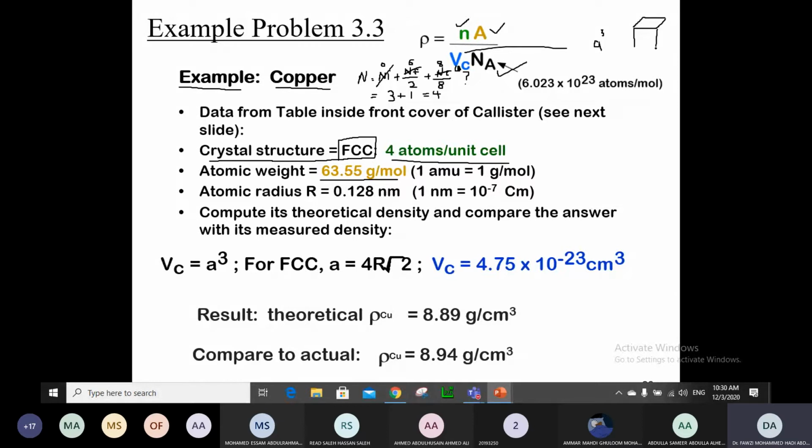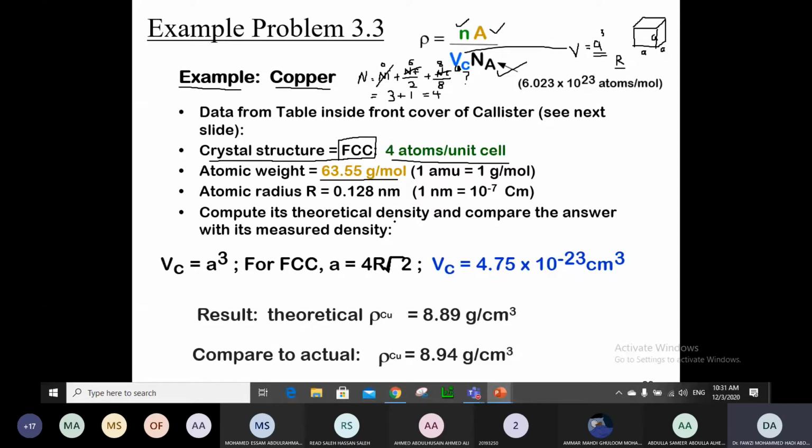Since it is a cube, the lattice parameters are A by A by A, and that is the volume of the cube. But we don't have the value of the lattice parameter. We have the R value, the radius of the atom. So what can we do? We find the relationship between A and R the same way we did for the previous crystal structures, and then plug in. The volume of the unit cell is equal to A cubed. We plug in A in terms of R and cube that.